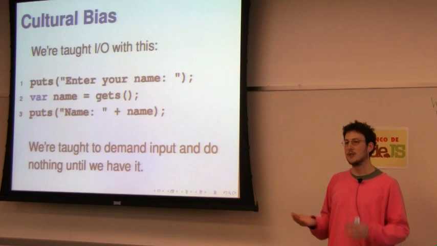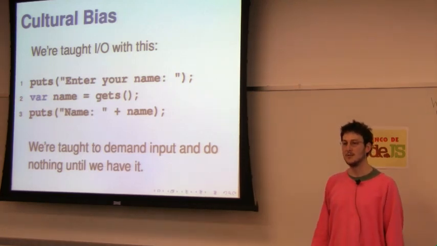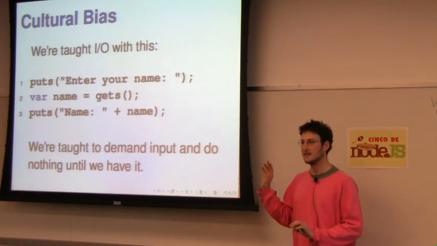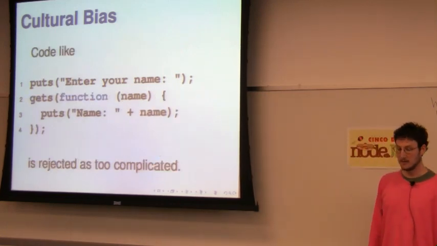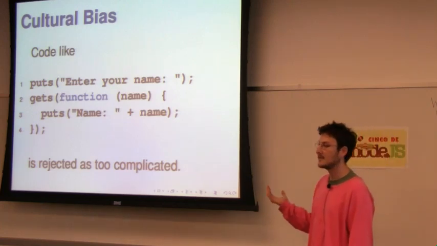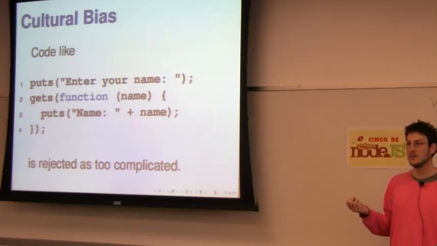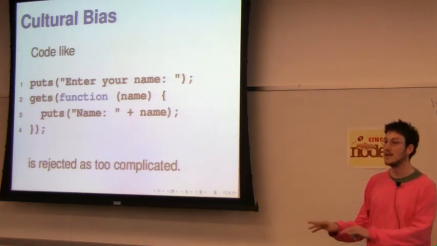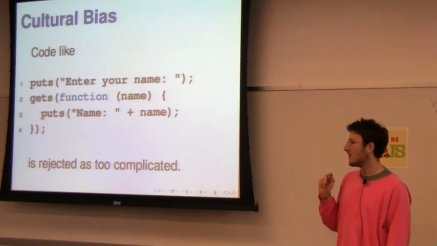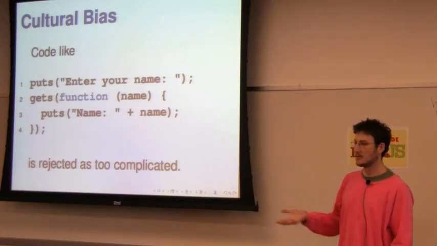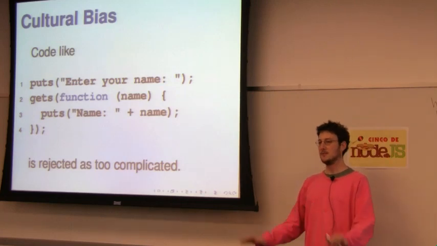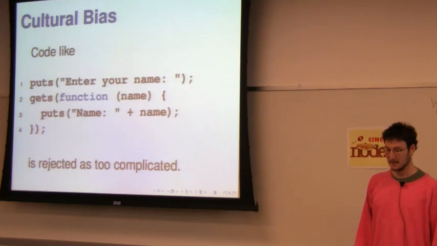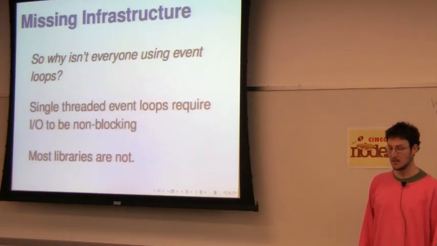And from the beginning, we're taught to think of I/O this way. It's fine in this case when your program does nothing except wait for the one user. But if you have 1,000 users all waiting to enter their name like this, this idea doesn't work. Code like this, where you give a callback, which is what you would need to have a server that printed out your name to you, where you telnet into it and it did this exact thing, just gets rejected outright. People say, no, that is way too complicated. We can't do that. It's spaghetti code. It's much too hard.